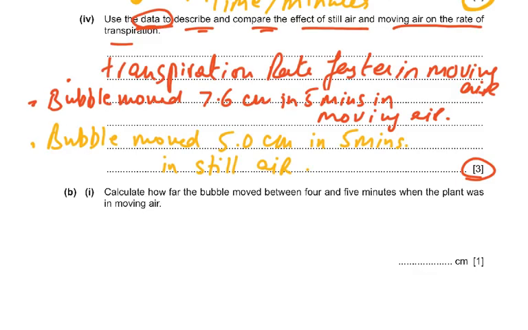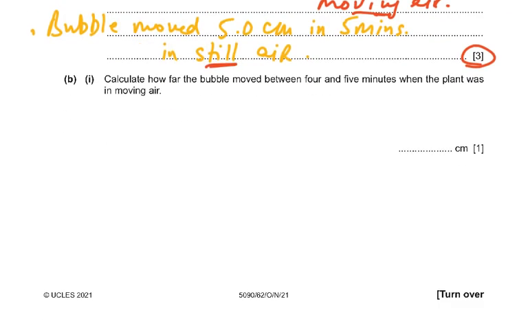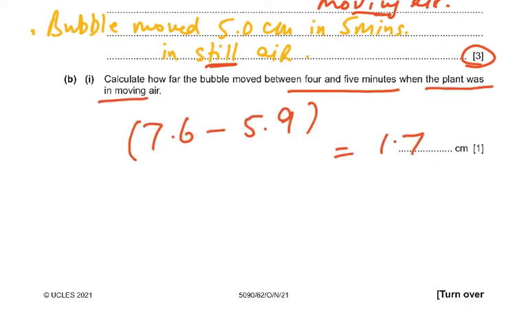So transpiration rate was faster in moving air: a bubble moved 7.6 in 5 minutes, or you could have calculated the rate, which would be 1.5. In still air the bubble moved 5 centimeters in 5 minutes, so that would be 1 centimeter in 1 minute. You gave me these figures for moving air and still air, and you got your 3 marks. Then it says calculate how far the bubble moved between 4 and 5 minutes when the plant was in moving air. That was very easy. 7.6 minus 5.9 is equal to 1.7, and that got you your 1 mark.